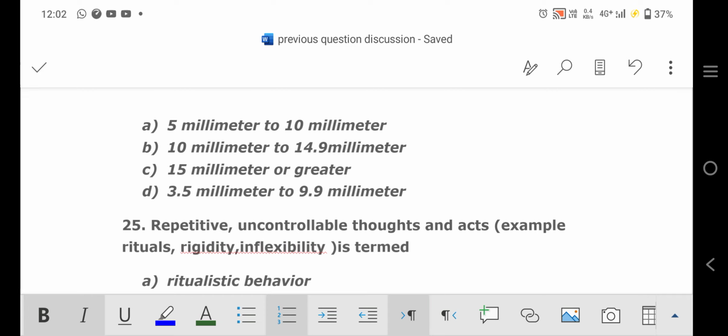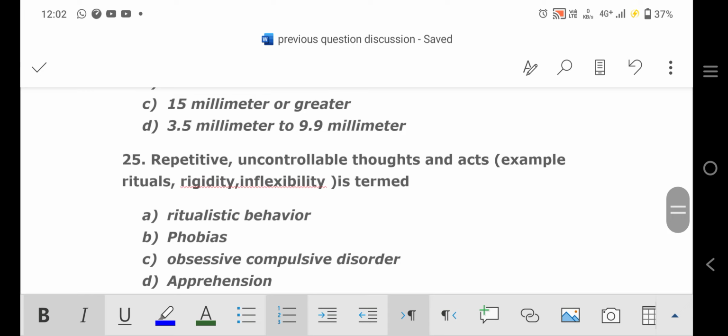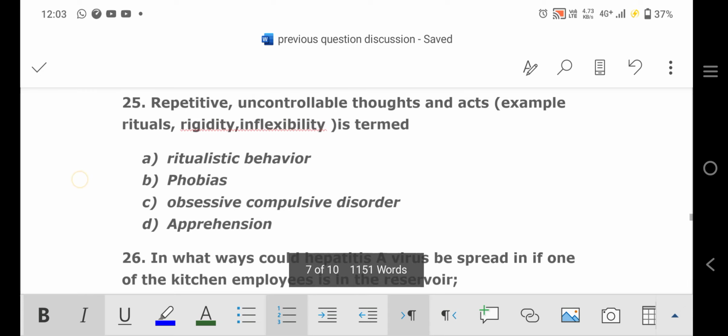Next question. Repetitive, uncontrollable thoughts and acts, for example rituals, rigidity and inflexibility, is termed as. It is in the words only: repetitive, uncontrollable thoughts and acts. Options: ritualistic behavior, phobias, obsessive compulsive disorder, and apprehension. The answer is option C, obsessive compulsive disorder.